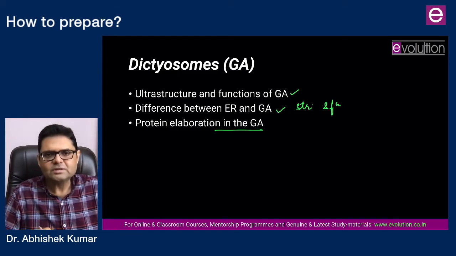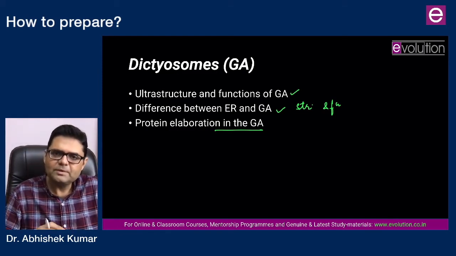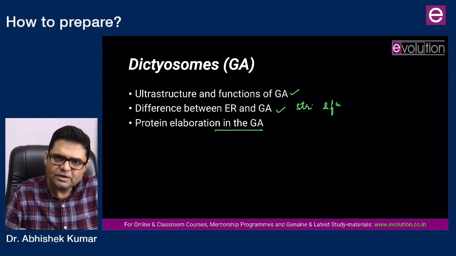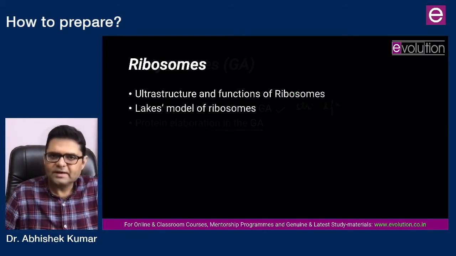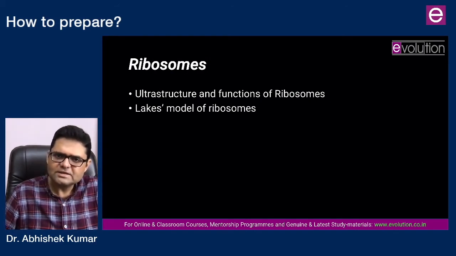The protein elaboration that starts in the ER is completed within the Golgi apparatus. So how protein is elaborated in the Golgi apparatus is also something that you need to know. Even if it is not asked directly, it will be an important point to establish the distinction between Golgi and endoplasmic reticulum. So the next topic is ribosomes. It's a small topic, and after this also there are a few more small topics which will be coming your way. So in ribosomes, the first general account that you should prepare is structure, ultrastructure and functions of ribosome.